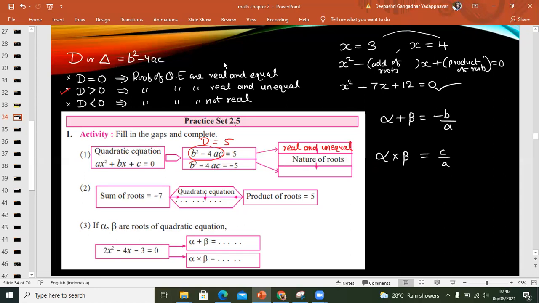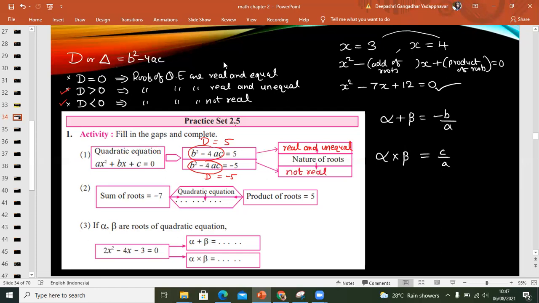Similarly, the next one, this is a discriminant. So it is showing negative 5. That means it is D less than 0. Less than 0 means all the negative values will come in this case. So here the nature of the quadratic equation is not real.